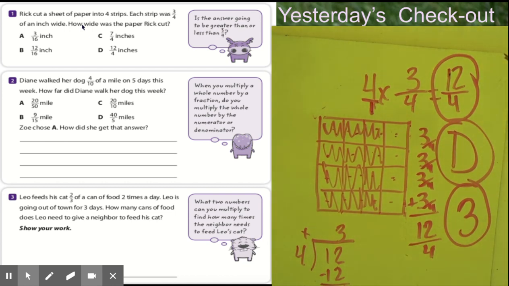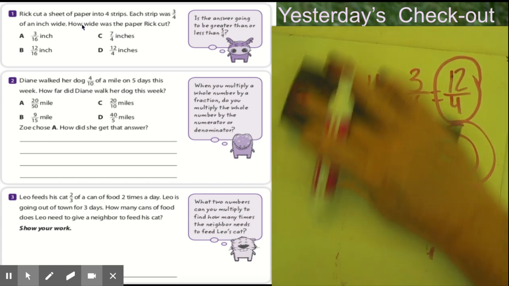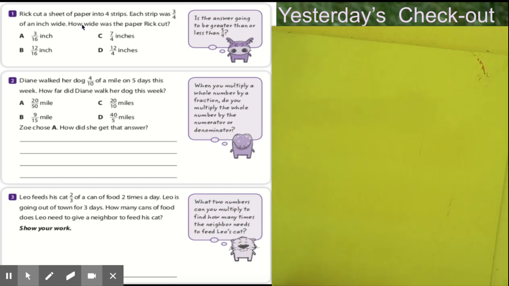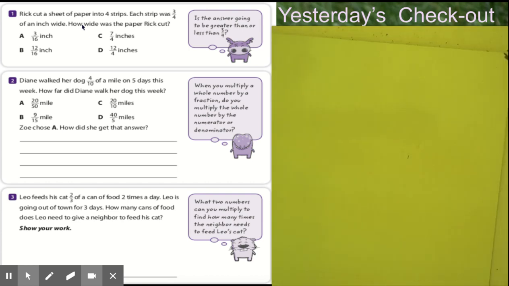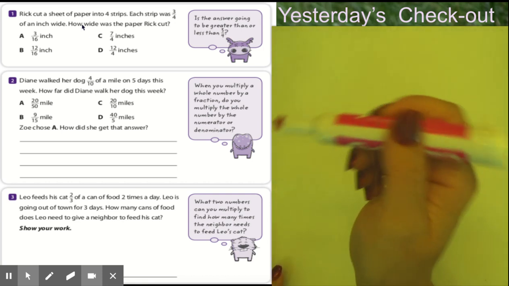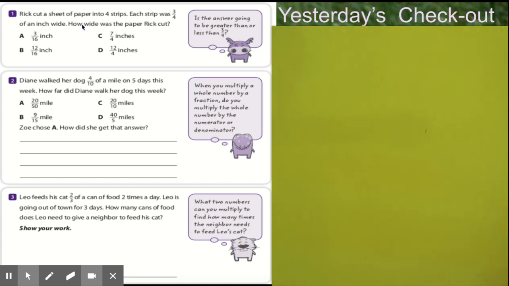Moving on to number 2, the cute little purple monster asks, when you multiply a whole number by a fraction, do you multiply the whole number by the numerator or the denominator? That is a great question. I have been saying this same question over and over many times, and some of you got it and understood right away. Some of you are still confused.